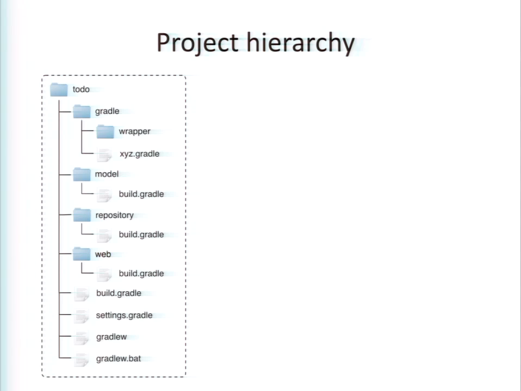Okay, so this would be a typical directory structure for a to-do application. I have 3 subdirectories for my 3 layers. Each of them has its own Gradle build script, and by default, the name of a Gradle build script is build.gradle. Then a build will also contain a Gradle directory, and in that Gradle directory, we'll typically find 2 things. We'll find additional build scripts, and I'll talk about them in a second, and we'll find the Gradle wrapper.